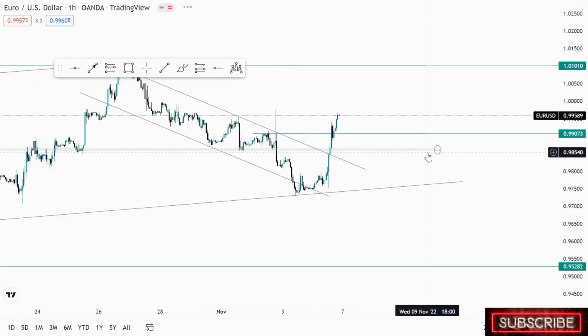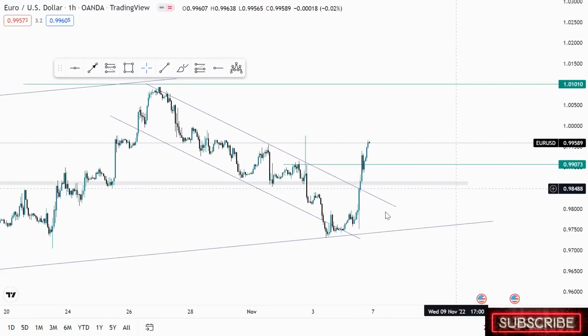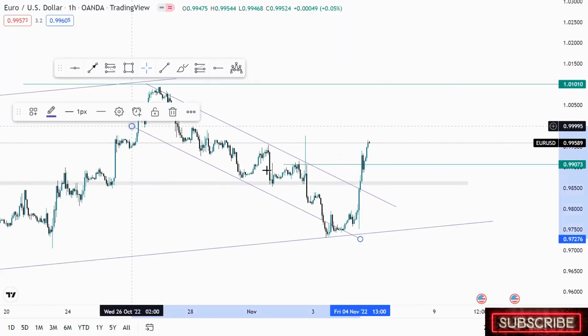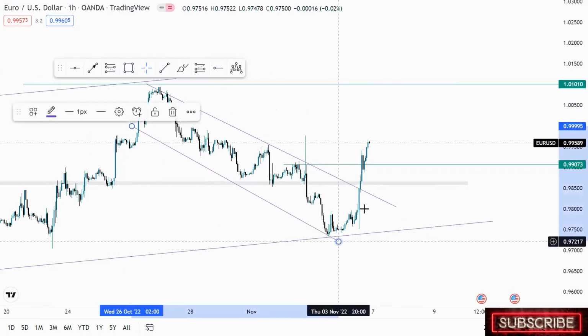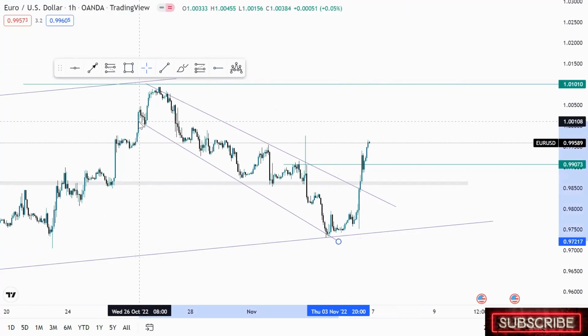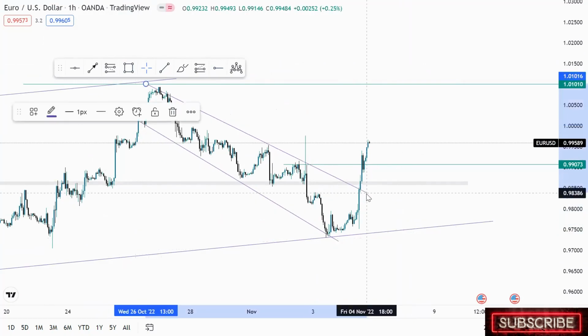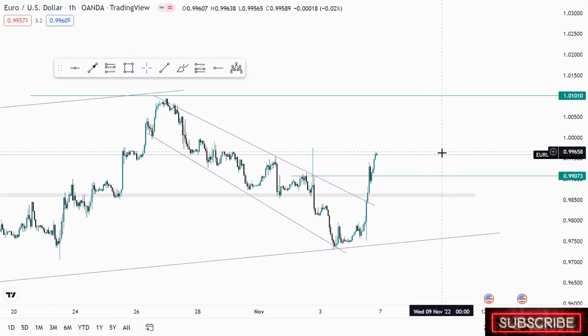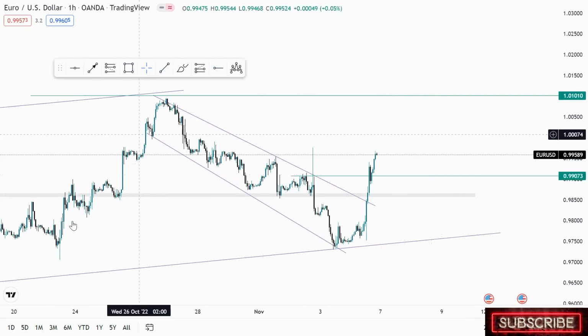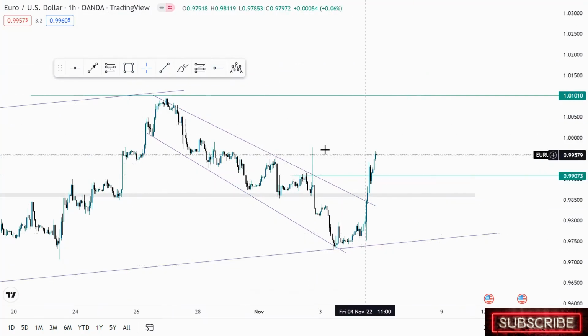So dropping it to the 1 hour time frame, all right, this is where it all going to make sense. So as you can see, NFP unemployment rate increased in the US. As a result, the dollar lost value. So as you can see, impulse move, correction, impulsive breakout.